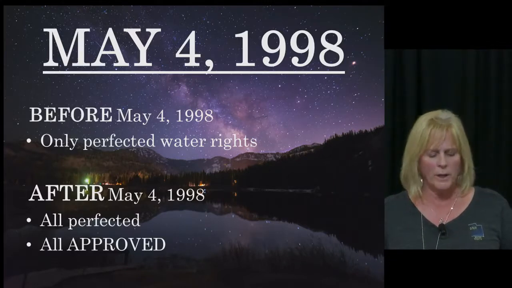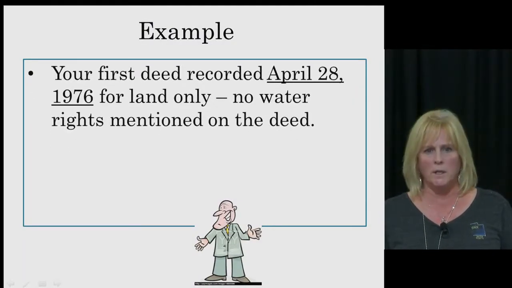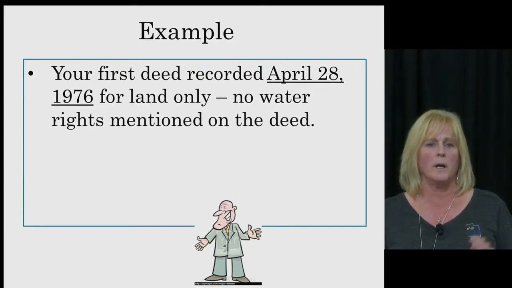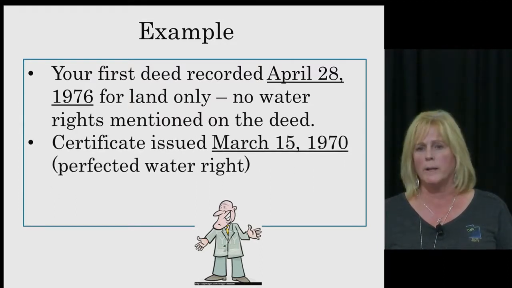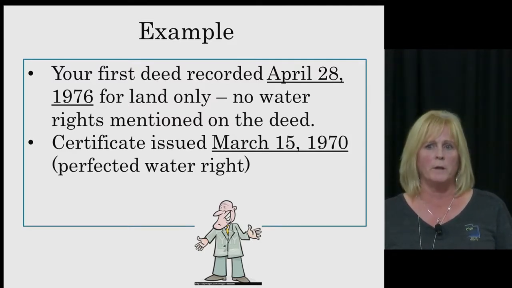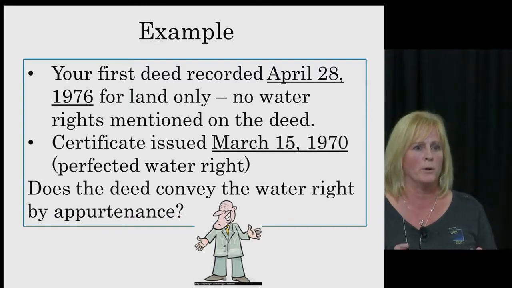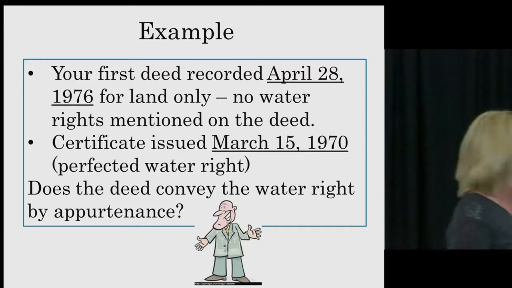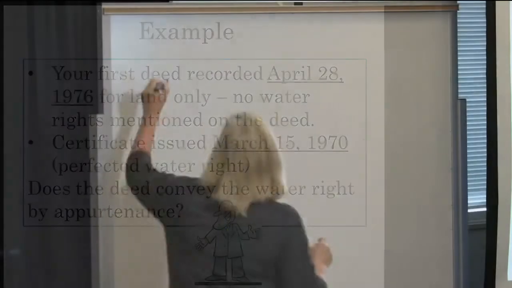Let's go ahead, and we're going to have an example. Your first deed is recorded April 28th, 1976 for land only. No water rights were mentioned on the deed. Then you look on our water right database, and you see there's a certificate that was issued March 15th, 1970, which is a perfected water right. So does this deed convey by appurtenance? I'll let you think about that before you answer, and we'll make a little visual, okay?